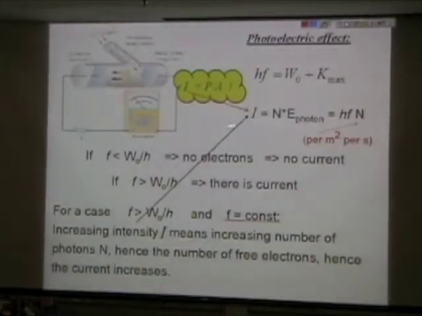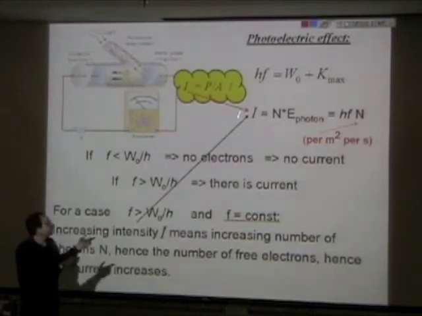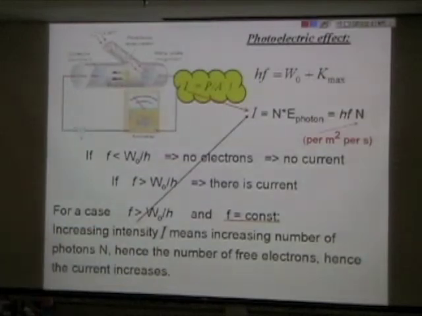Intensity of light, of course, is related to the number of photons. The intensity is energy traveling through a meter squared per second. That's what we call intensity. So if we know the energy of a single photon, we just have to multiply by the number of photons traveling through a square meter each second, and that will give the intensity of light. So if we want to change intensity, we have two ways to do that. Number one, we can change the frequency. Number two, we can change the number of photons.